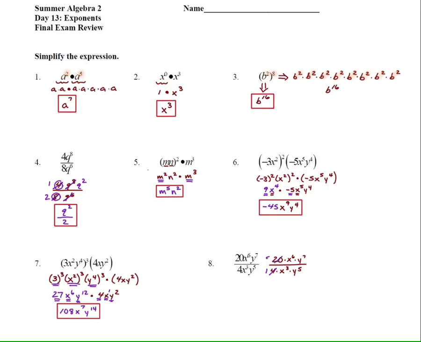So 20 and 4 reduce to 5 and 1. 3 x's in the bottom would reduce with 3 x's in the top, leaving 3 in the numerator and none in the bottom. 5 y's in the bottom reduce with 5 y's in the top, leaving 2 y's in the top and none in the bottom. And then just multiply what's left in the top and the bottom. Everything perfectly reduced in the bottom. So all I'm left with is 5 times x cubed times y squared, and that's how that would simplify.